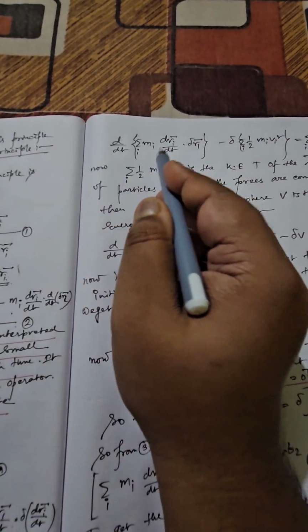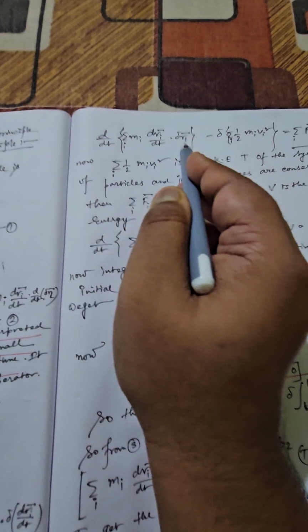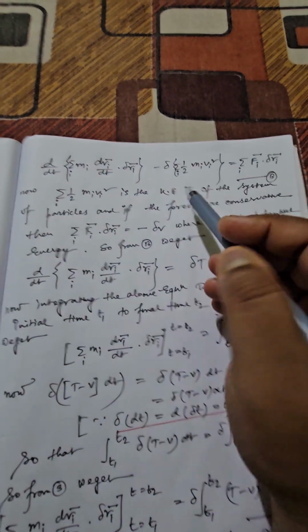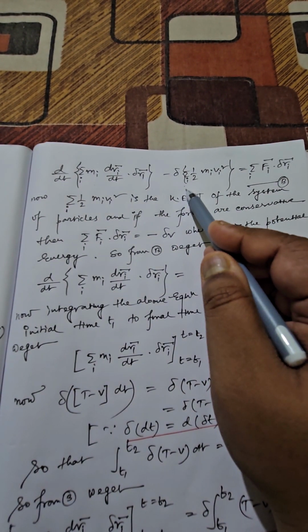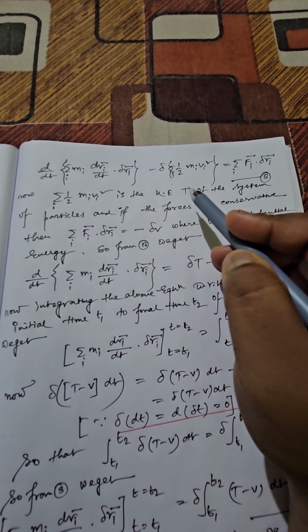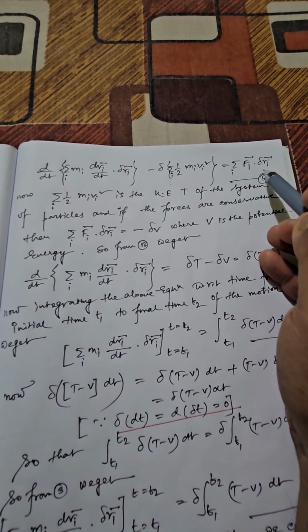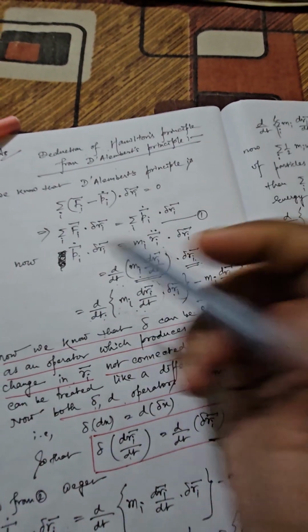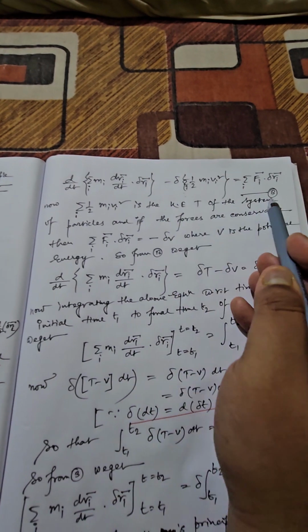So d/dt of summation mi dri/dt dot del ri minus del of summation taken over i of half mi vi square, sorry, not dot, vi square. On the right hand side fi dot del ri, because this part is what, fi dot del ri, keep this one intact. Say this is equation B.